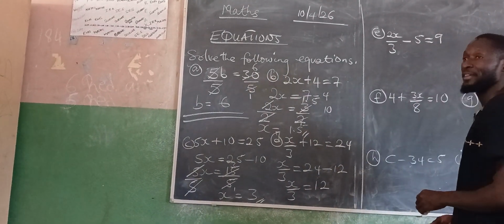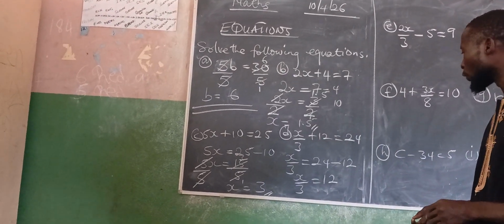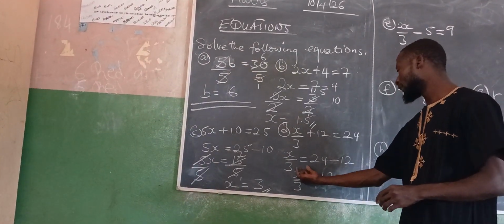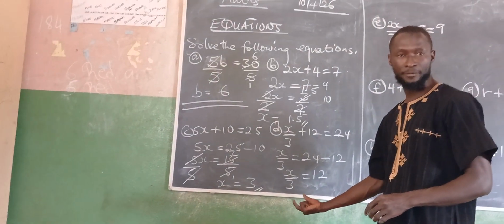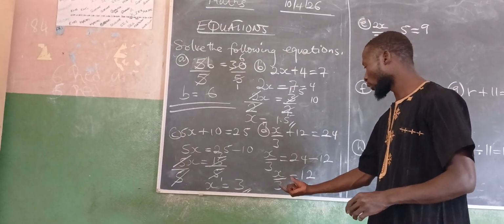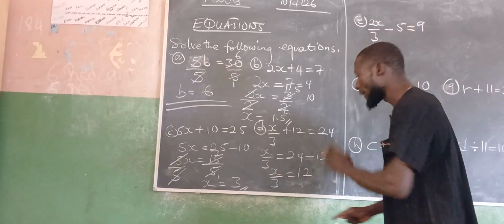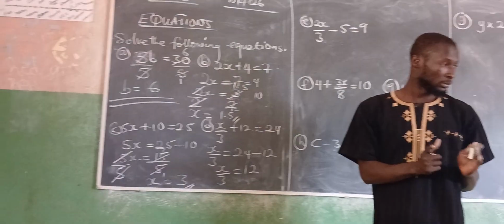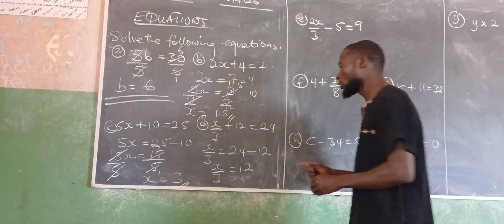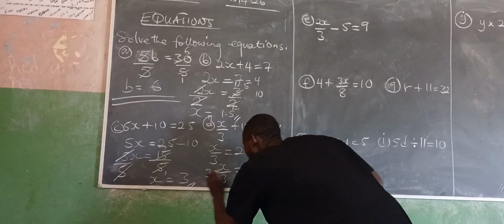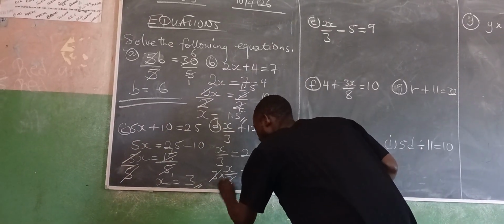So now we have x over 3 equals 12. So to find this unknown, if you look at this term here, it is x over 3. It's a fraction. So to eliminate the fraction, we use the denominator of the fraction. We multiply both sides by the denominator. And the denominator here is how much? 3. So to eliminate the fraction, we are going to multiply this side by 3. We also multiply the right hand side by 3. So 3 cancels 3.